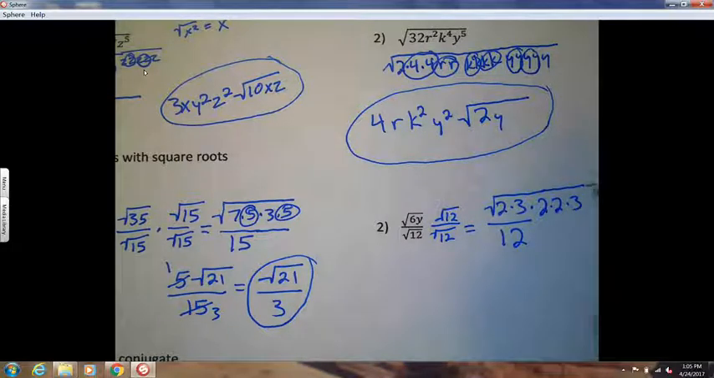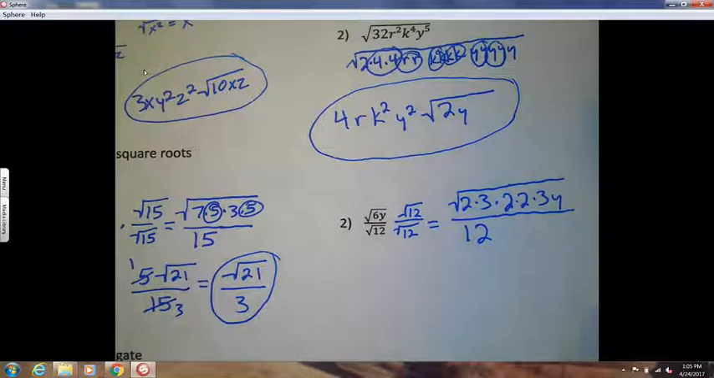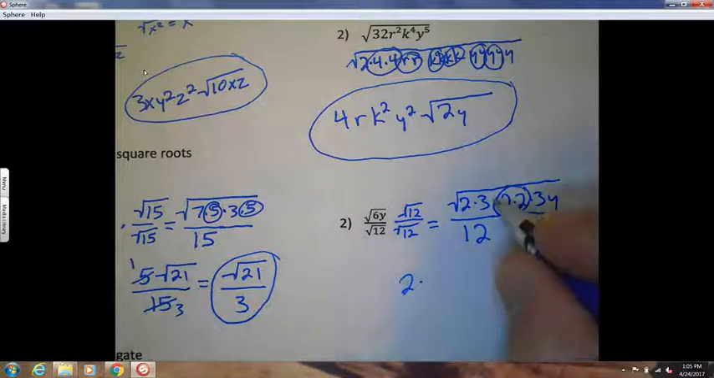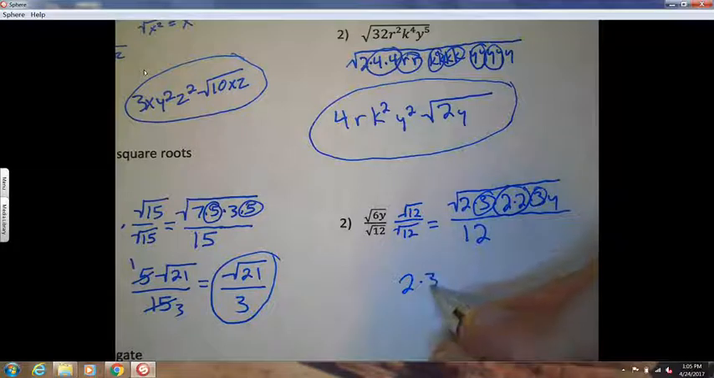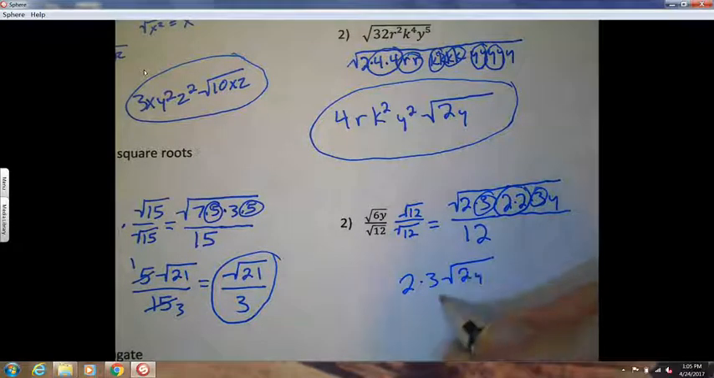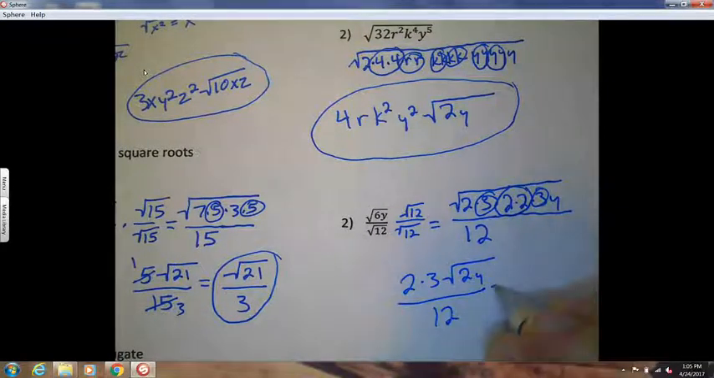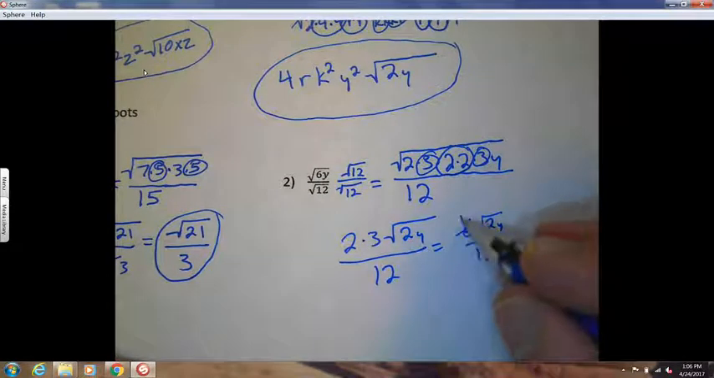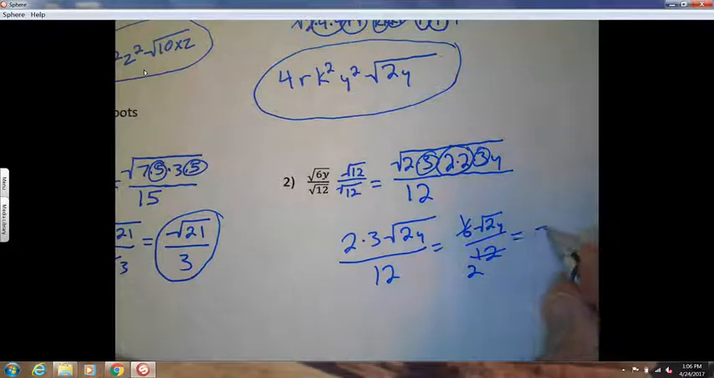Then a y. So I'm looking for any pairs that I have. Pair of 2's. Pair of 3's. We're left with 2y over 12. So it's 6 radical 2y over 12. And then of course I can reduce 6 over 12. It's 1 over 2. So square root of 2y over 2.